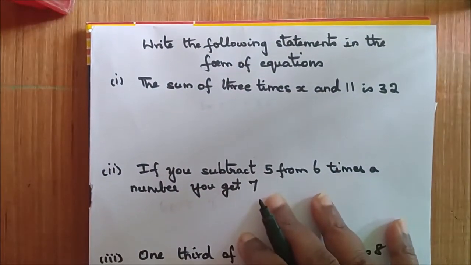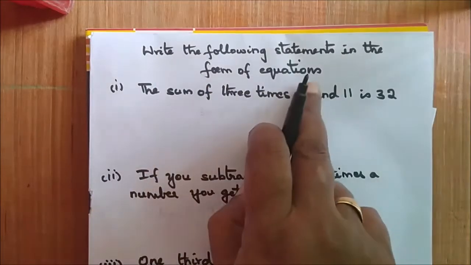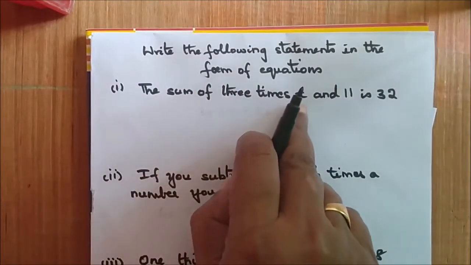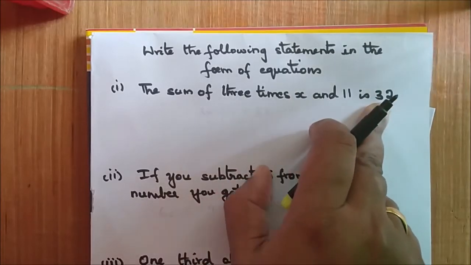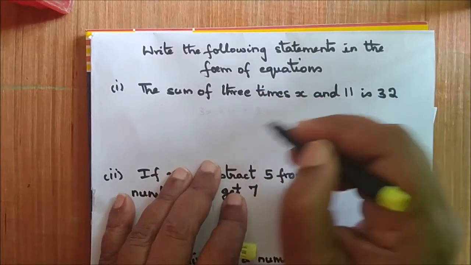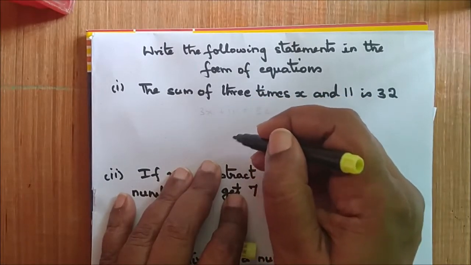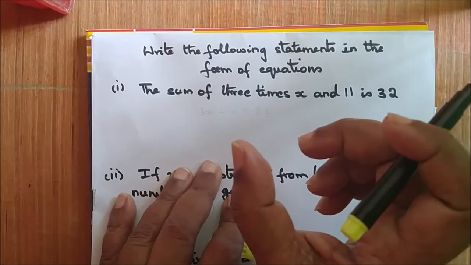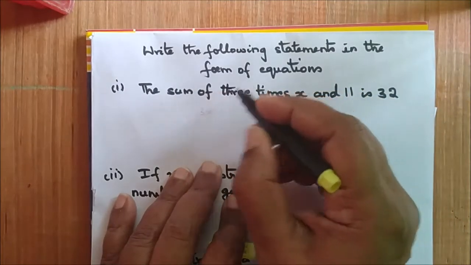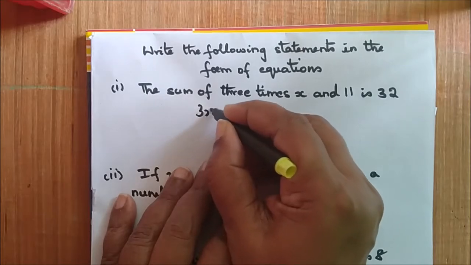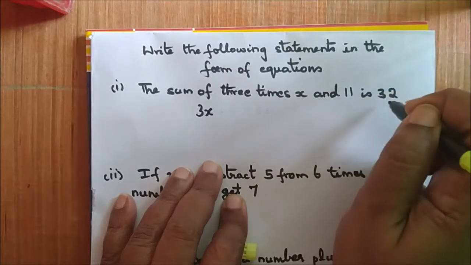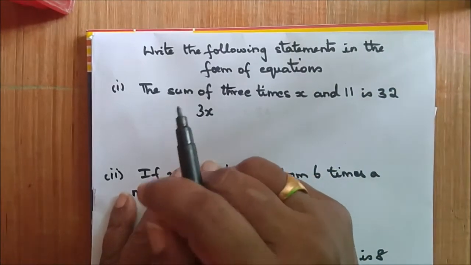Here, write the following statements in the form of equations. What is given? The sum of 3 times x and 11 is 32. First, let us take the first part, 3 times x. Now, what do you mean by 3 times? Whenever you see the word times, it means that you have to multiply. 3 times x means 3x. I hope you got it.